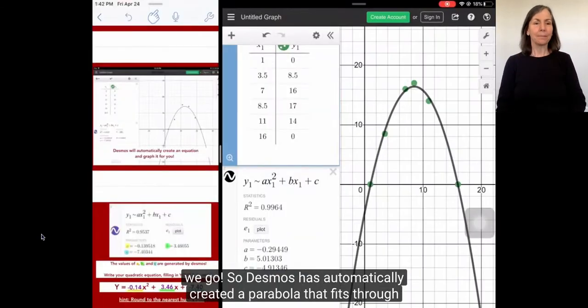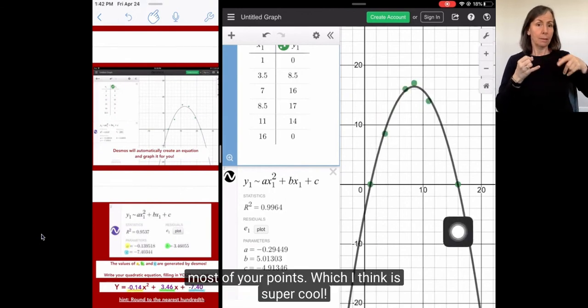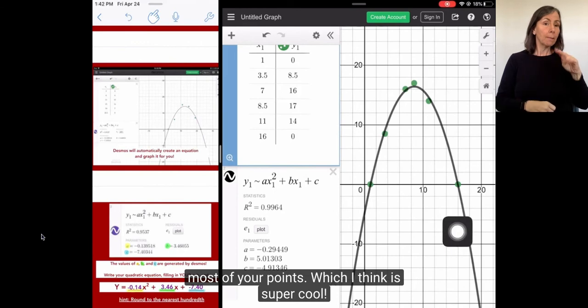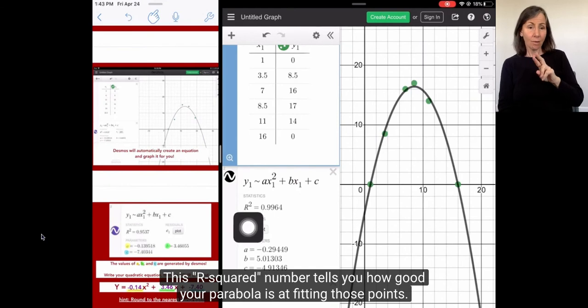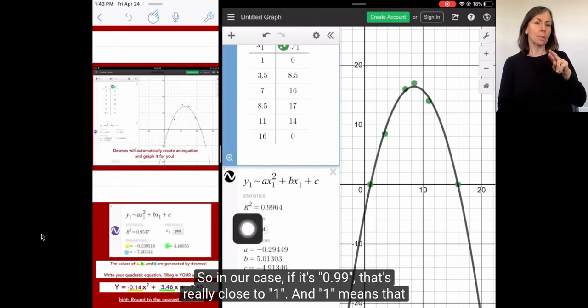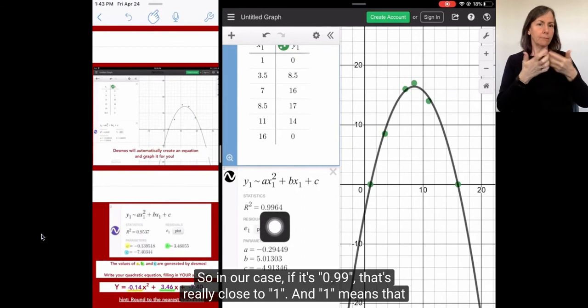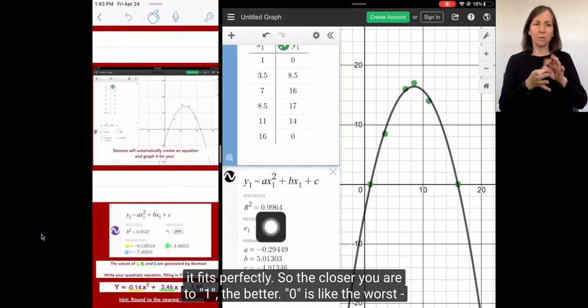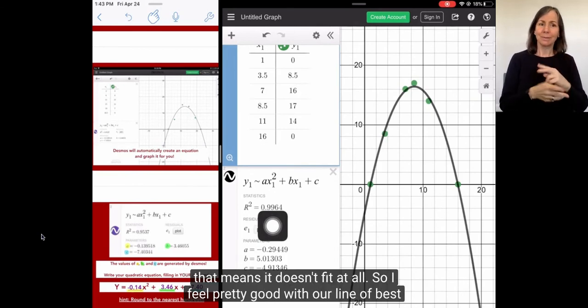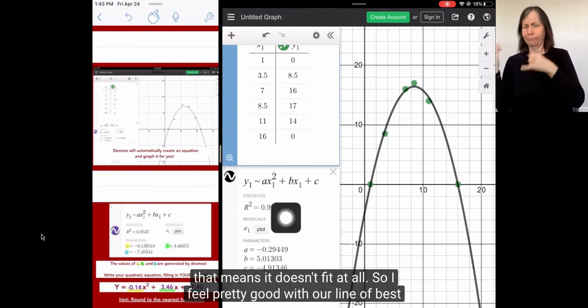So Desmos has automatically created a parabola that fits through most of your points, which I think is super cool. This r squared number tells you how good your parabola is at fitting those points. So in our case, if it's 0.99, that's really close to 1. And 1 means that it fits perfectly. So the closer you are to 1, the better. 0 is like the worst. That means it doesn't fit at all. So I feel pretty good with our line of best fit.